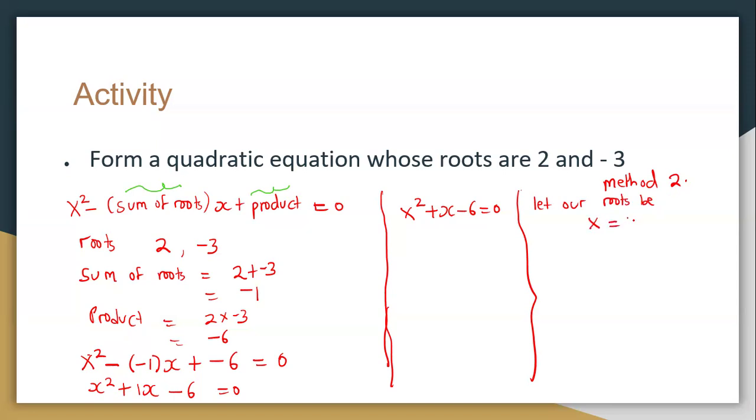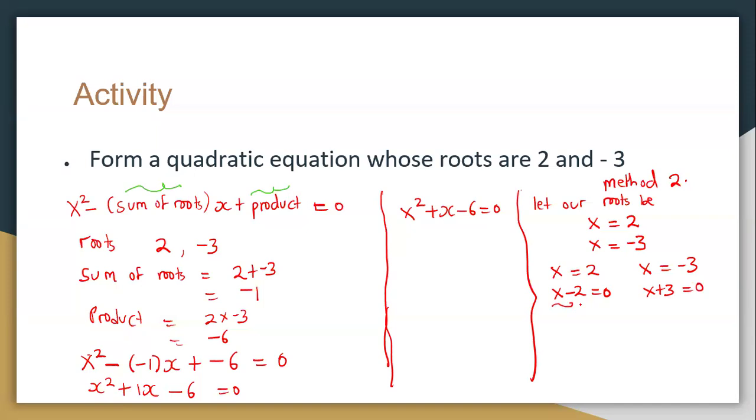Alternatively, for the second approach, method 2, we can say that let our roots be x equals 2, and x equals -3. So what are you going to do? We are going to do a backflow. We have x is equal to 2, which is the same as x minus 2 is equal to 0. Then we have x is equal to -3, which is the same as x plus 3 is equal to 0.